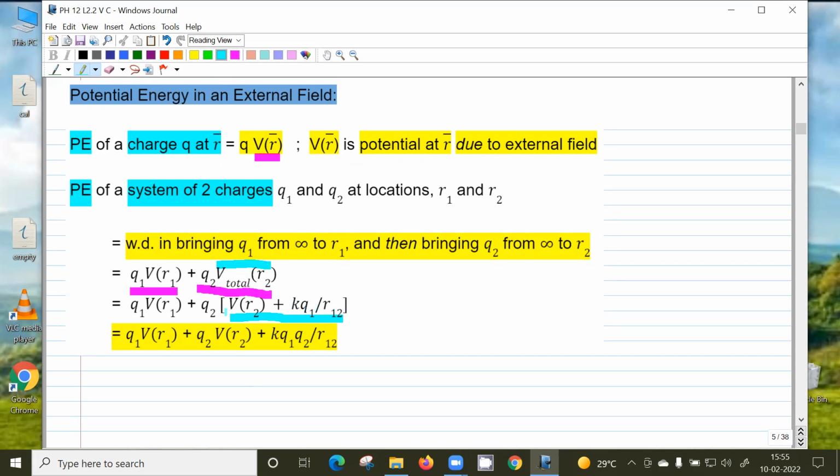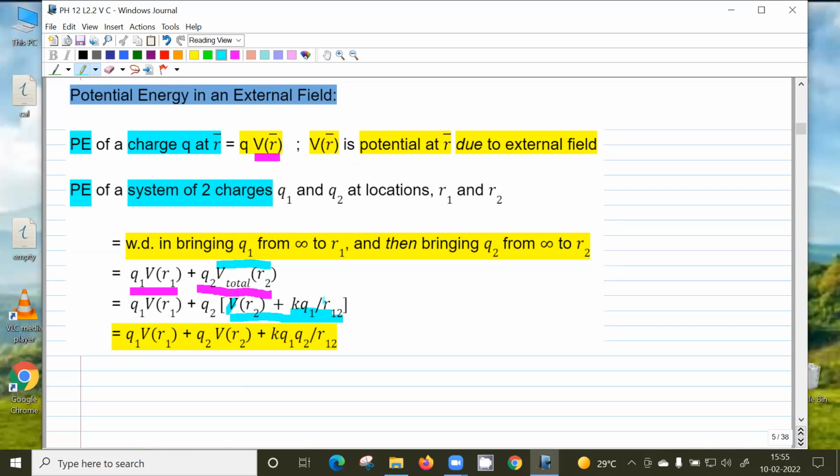Okay, so this potential V is due to only the external electric field plus the contribution of charge Q1. Due to charge Q1, there will be a potential at point R2. That value is K into Q divided by the distance, that is R12. Is this clear?